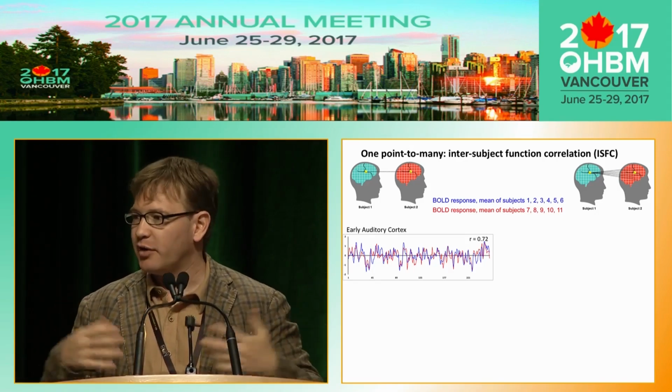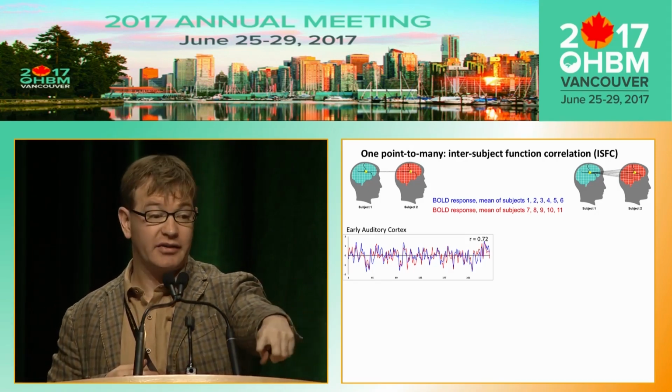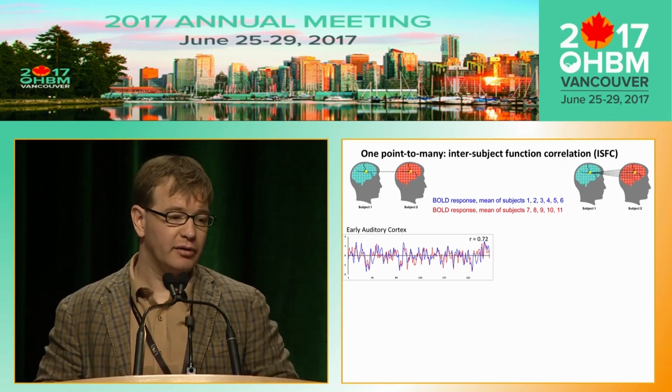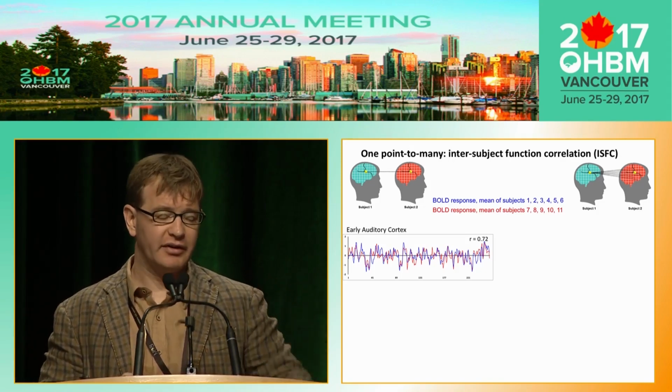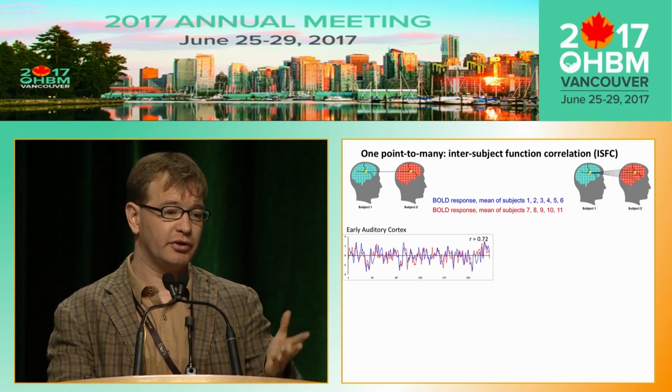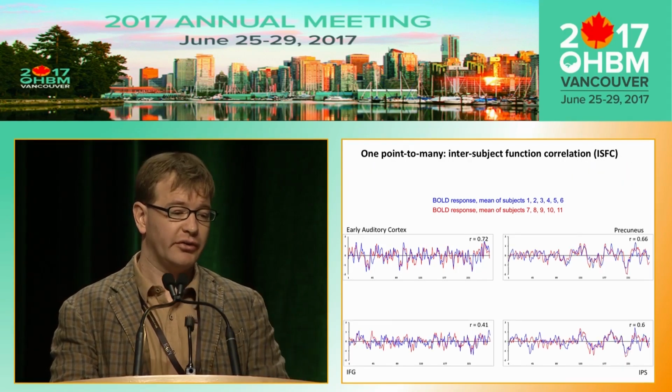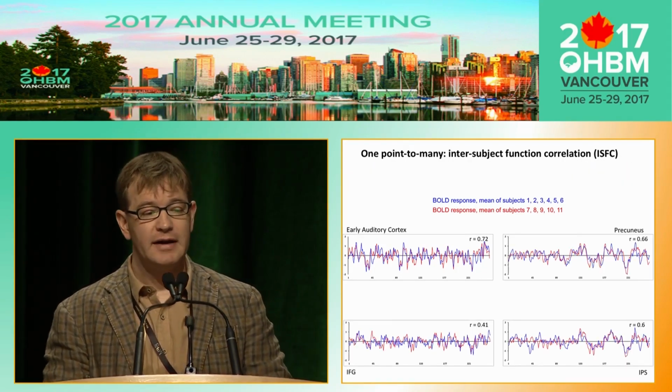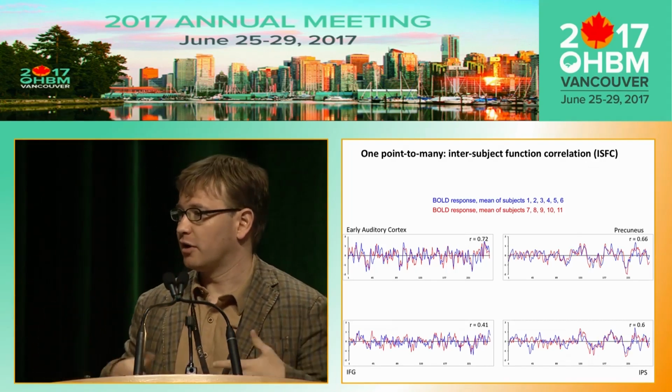As you'd expect, you see pretty reliable responses. On the x-axis here is time, and then over time it's BOLD signal varying. And that makes sense. So there's some correlation across individuals in auditory cortex, also in precuneus, also in inferior frontal gyrus, and in IPS. So this is what we call inter-subject correlation.